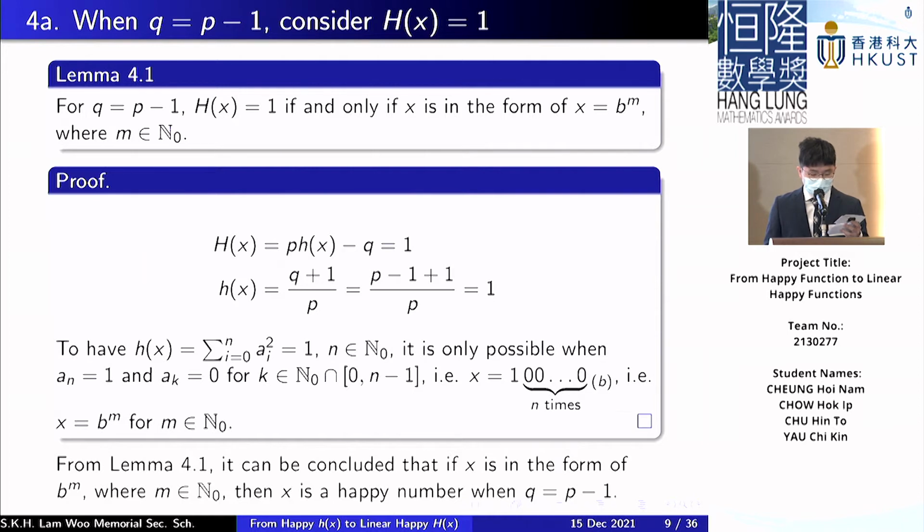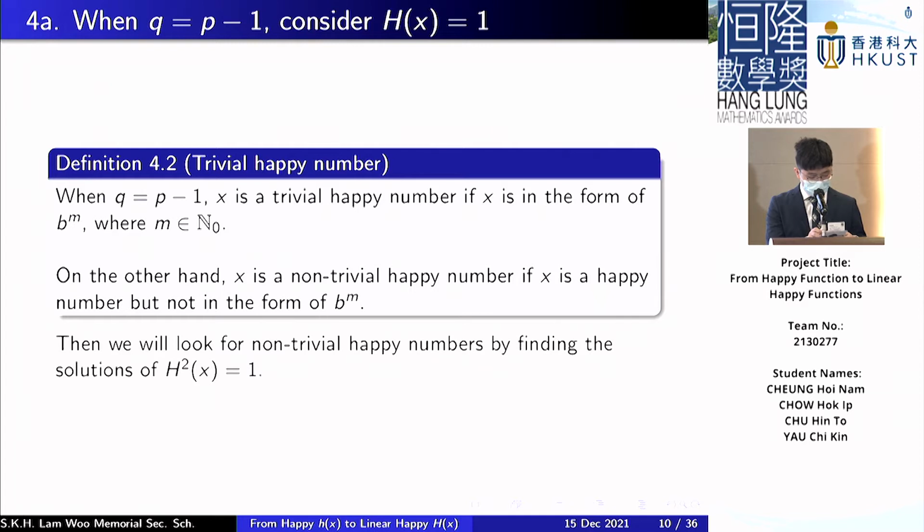We find that x is happy if small h(x) is equal to 1, and this happens only if x is in the form of b to the power m. That means the representation of x in base b must be a 1 followed by m zeros. We call such x trivial happy numbers. Then we look for some more interesting non-trivial happy numbers by iterating big H(x) twice.